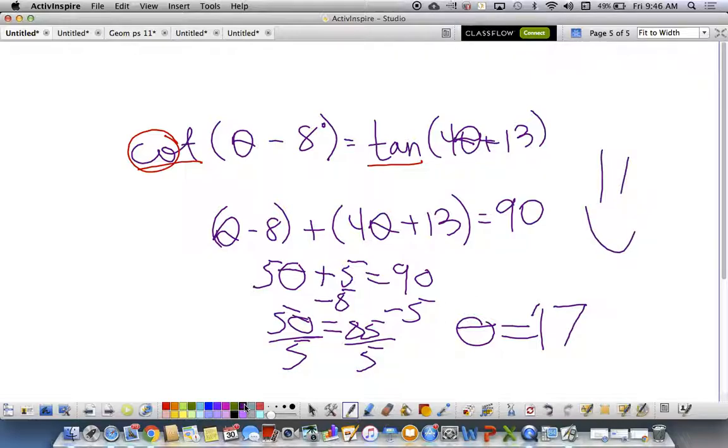Alright, are you following what Landry just did? Yes, he collected like terms. 5 theta plus 5 equals 90. Oh, it's all 5. Is the correct answer 17? Yes. Is that 85 divided by 5? Then yes. 5 theta plus 5 over 5.